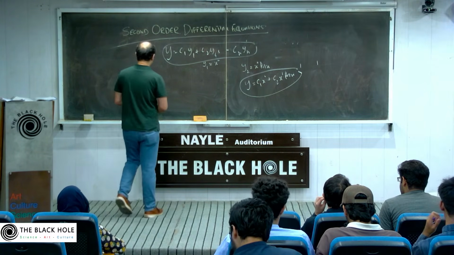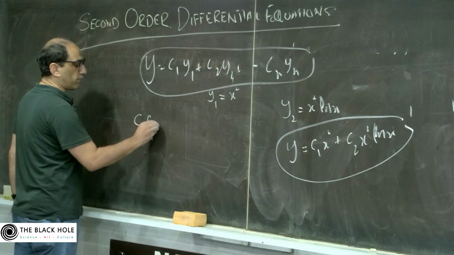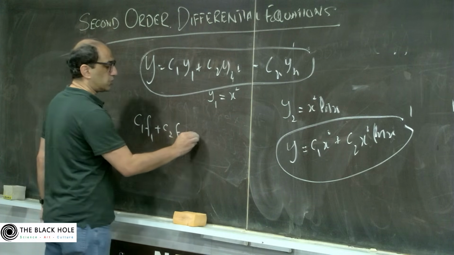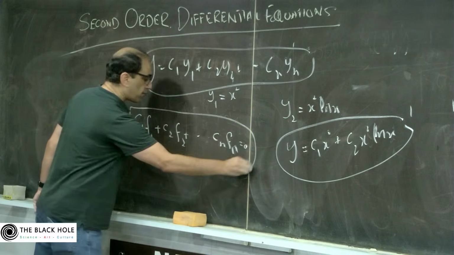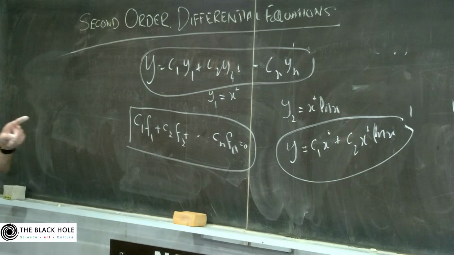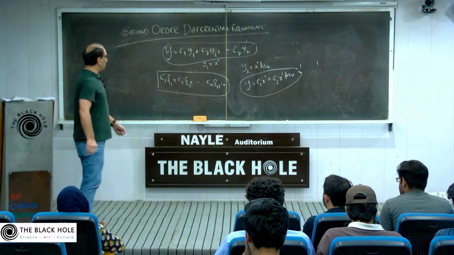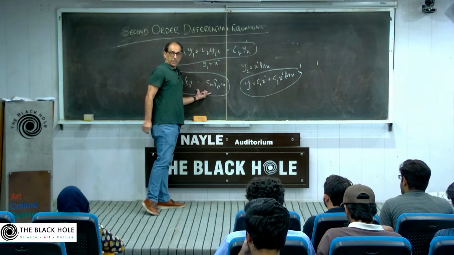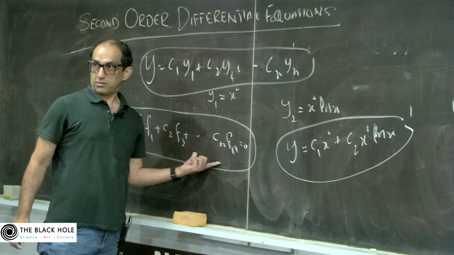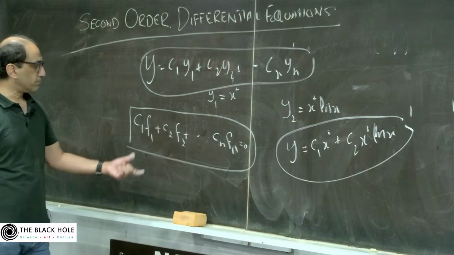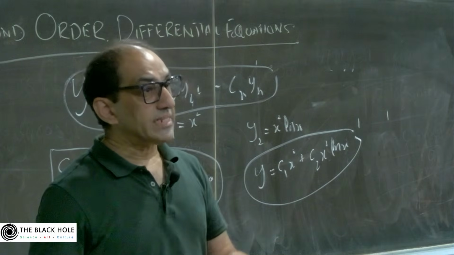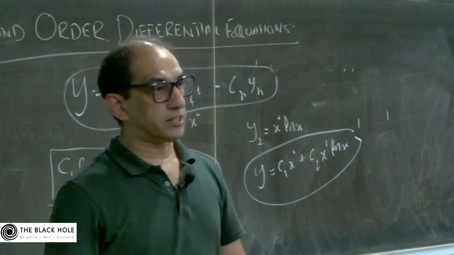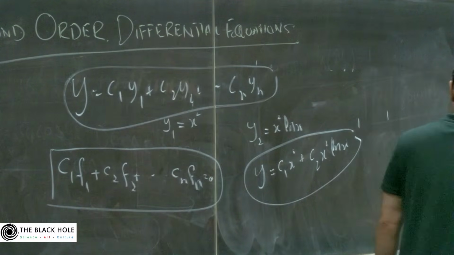The other thing is that you will write C1 F1 plus C2 F2 plus so on up till Cn Fn is equal to 0, and this holds if and only if C1, C2 up till Cn are all 0. There is no other way that this relationship can hold or this requirement is met. And what does that mean? It means that one cannot be expressed in terms of the other. So let me give you an example.